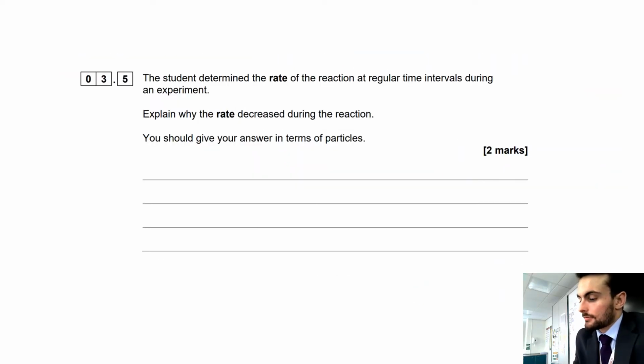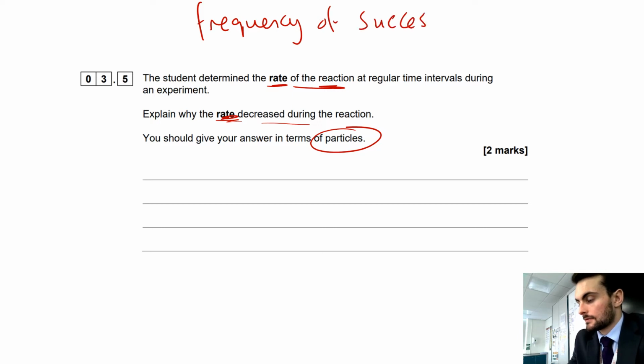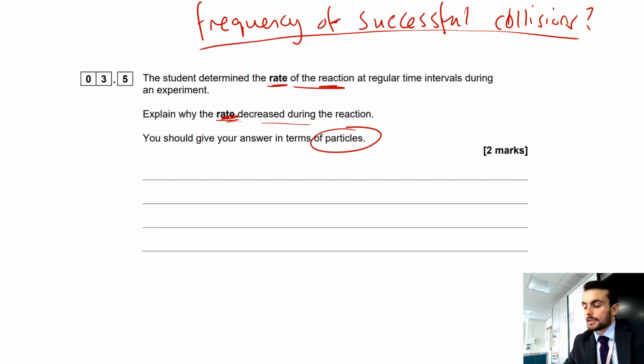3.5. A student determined the rate of the reaction at regular time intervals during an experiment. Explain why the rate decreased during the reaction. Give your answer in terms of particles. Whenever you see the words particles and rate, the phrase that I'm thinking immediately is frequency of successful collisions, right? What is the frequency of successful collisions and why, if it's changing? So that phrase you need to use probably in your answer anytime this happens. So why does it decrease during the reaction?